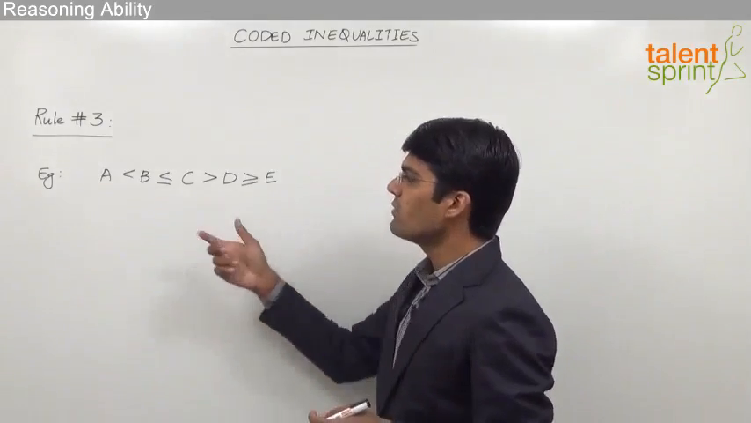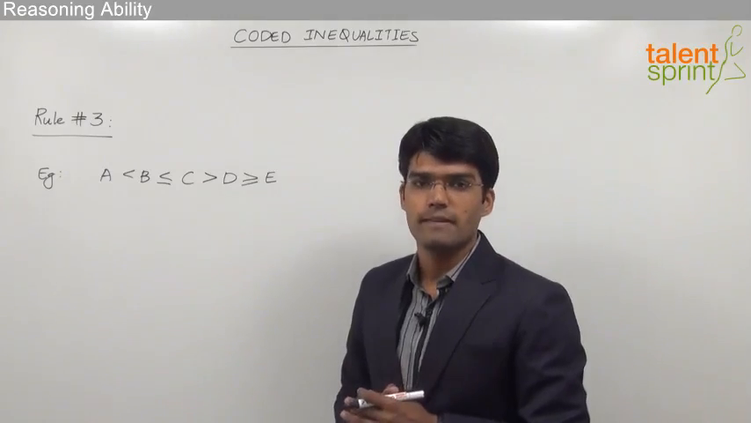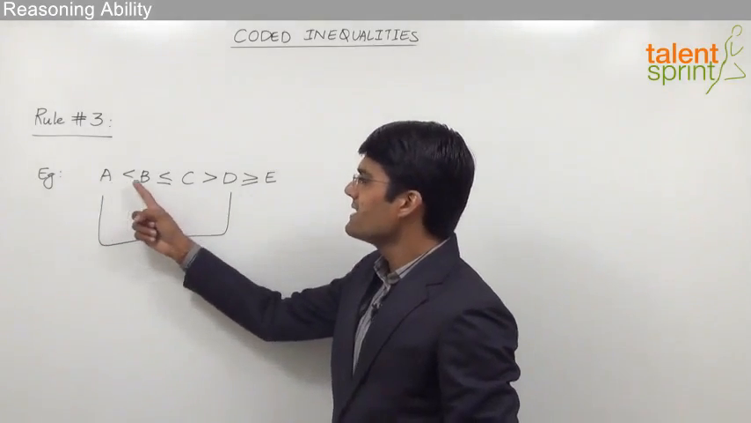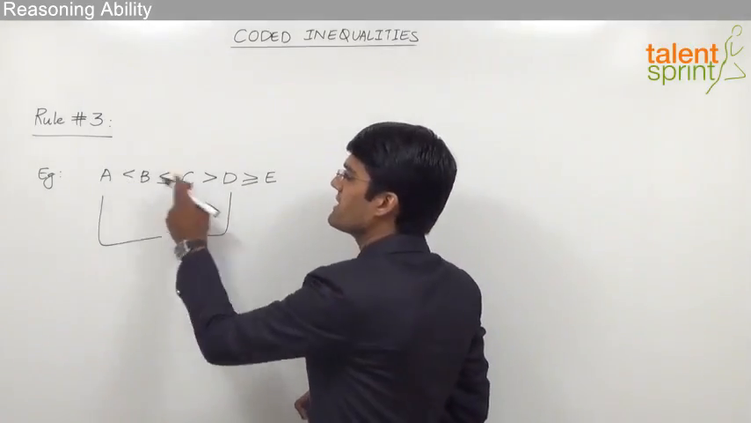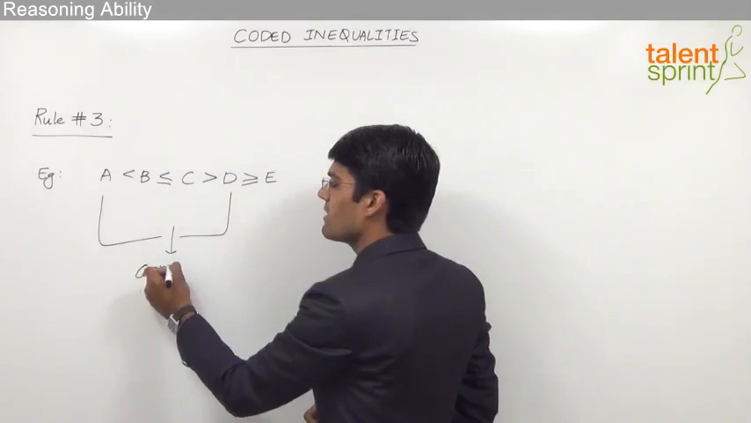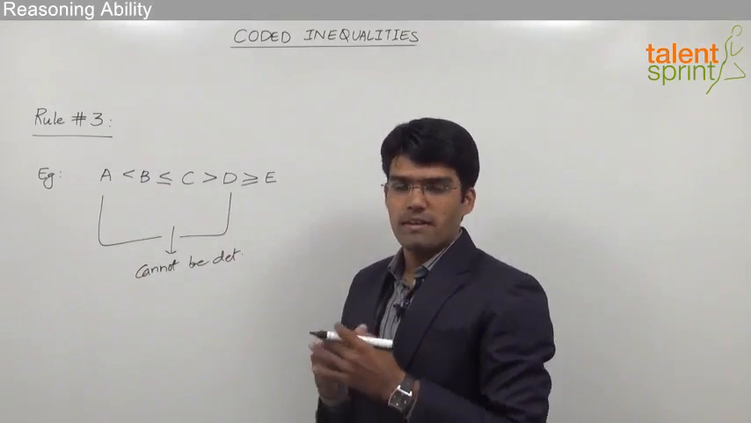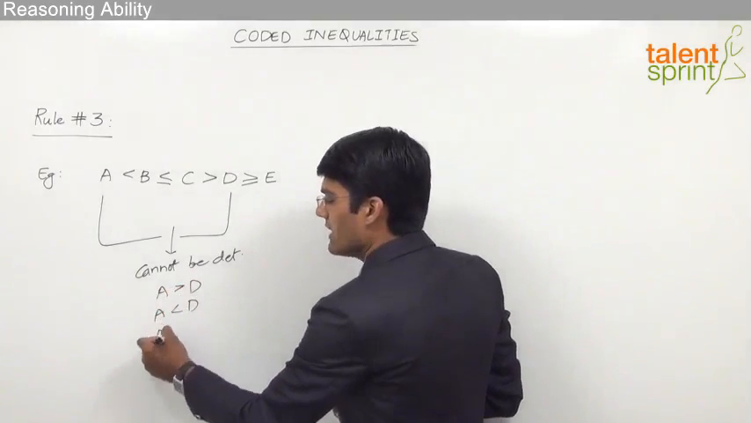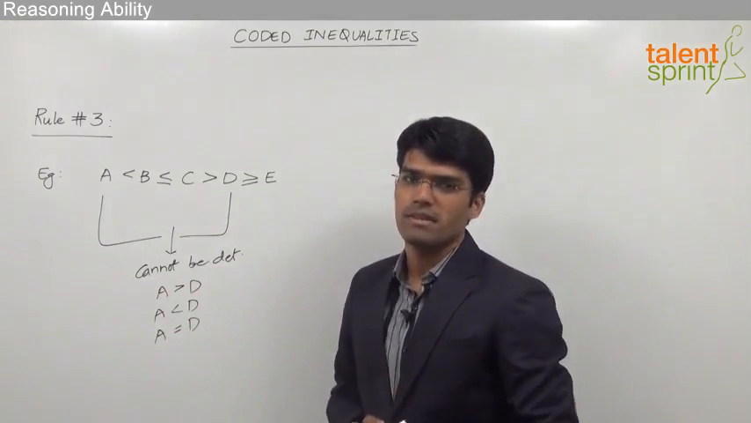So if we try to compare two variables such that there are dissimilar inequalities between them, then again the relationship cannot be determined. For example, let us assume we are comparing the variables A and D. As you can see here, A is less than B, B less than or equal to C, and C greater than D. So once we find two dissimilar inequalities between any two variables, we can say that the relationship between them cannot be determined. Therefore, A and D have got no definite relationship between them. A can be greater than D, or it can be less than D, or it can be equal to D. All the three cases are possible. So simply we can say that the relationship between A and D cannot be established.